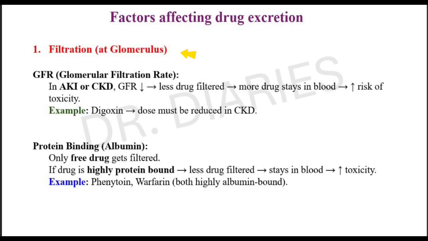Factors affecting drug excretion: filtration at the glomerulus, GFR, glomerular filtration rate. In AKI or CKD, GFR is reduced, leading to less drug filtration, and more drug stays in the blood, which increases the risk of toxicity. Example: digoxin, dose must be reduced in CKD.